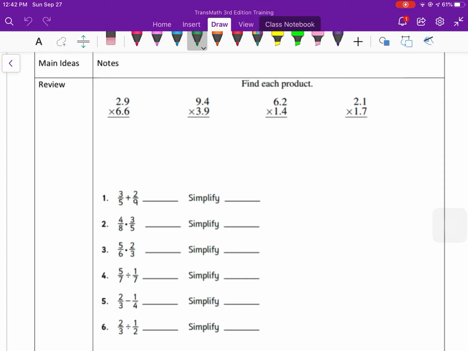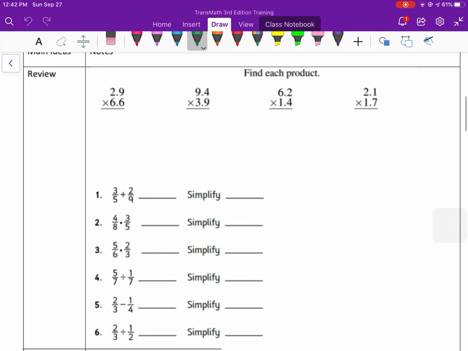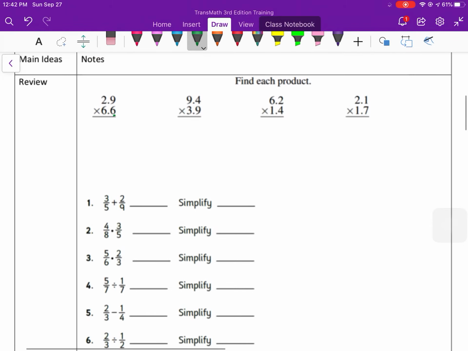So if I wanted to take the decimal 2.9 times 6.6, I really think of that as just 29 times 66. You start with the 6 right here, and you do 6 times 9. 6 times 9 is 54. Keep the 4, carry the 5. Then 6 times the 2 is 12, plus 5 is 17. There's nowhere for me to carry the 1, so I just bring it down, 17. I'm done with that 5.